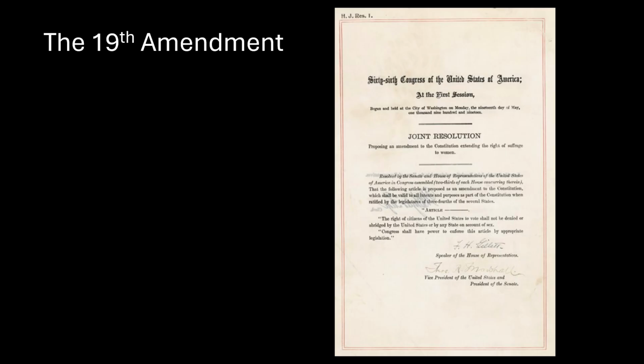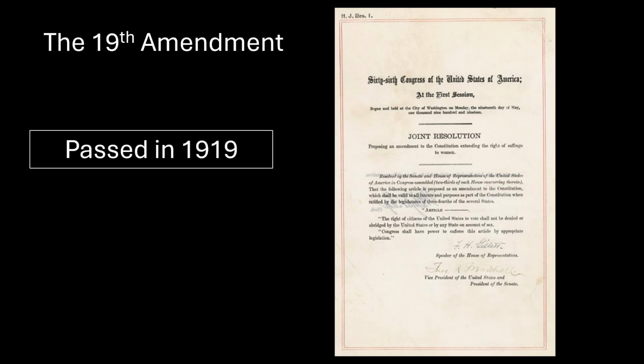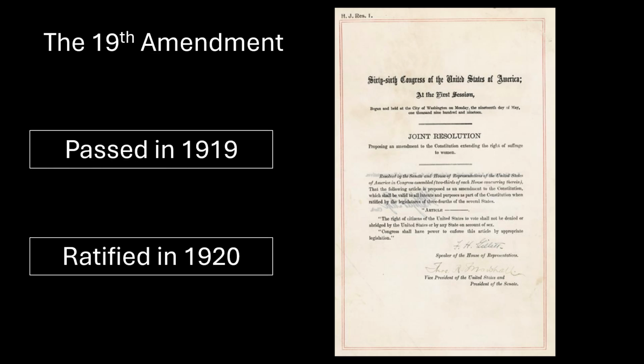In 1919, the 19th Amendment passed the House and Senate. In 1920, the 19th Amendment was ratified by 3/4 of the states and became law.